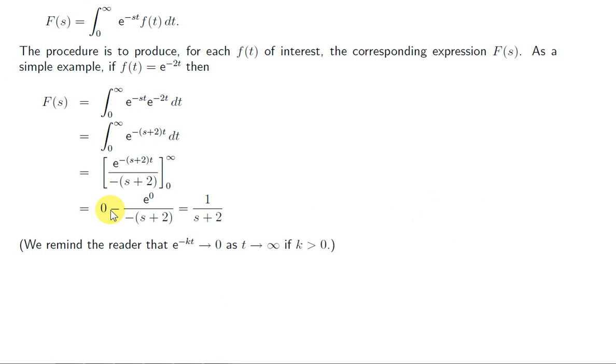And as for the lower limit, we have a minus sign, then the expression in the brackets evaluated at t equals 0. So on top we're going to get e to the power of 0, which is 1. And the two minuses give a plus here.